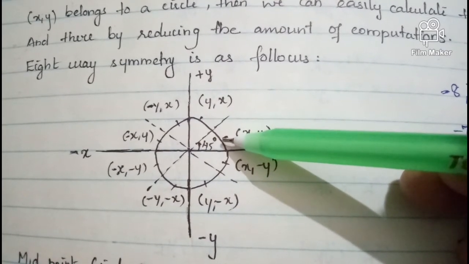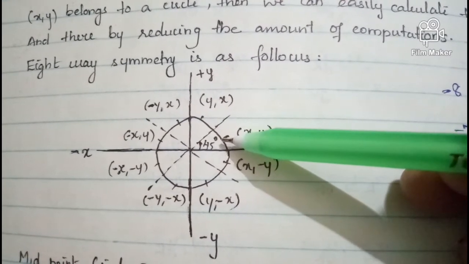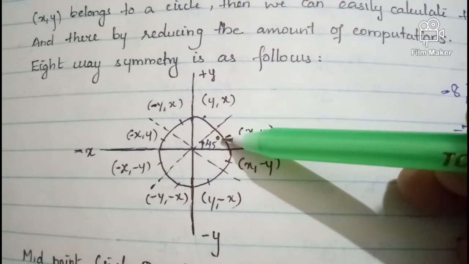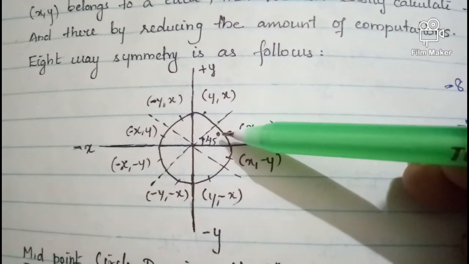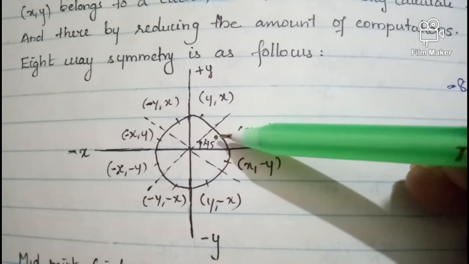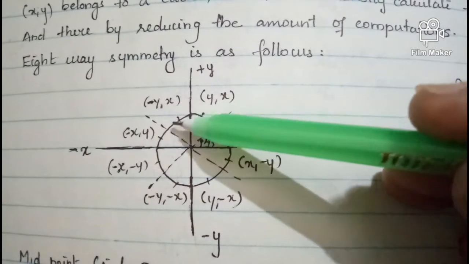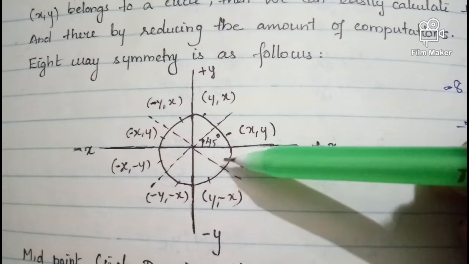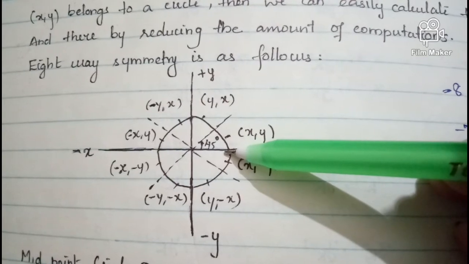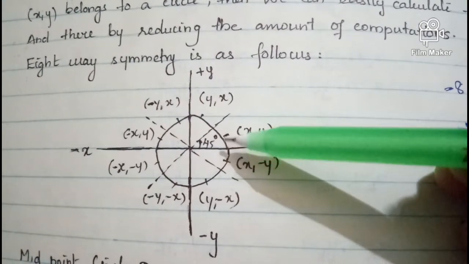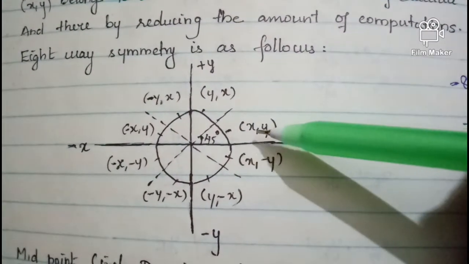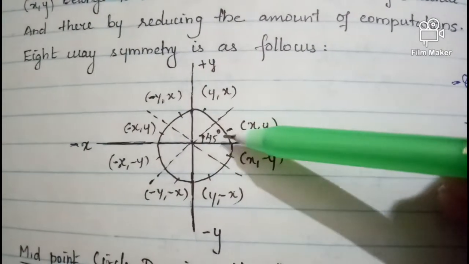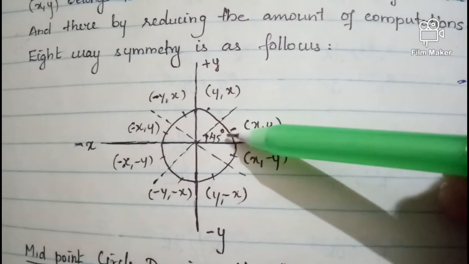And this algorithm automatically computes the rest. That means we do not have to perform any calculations. The algorithm automatically finds all the xy positions of the remaining 7 octants. Let us see how it is done. Suppose xy is a point of the first octant.